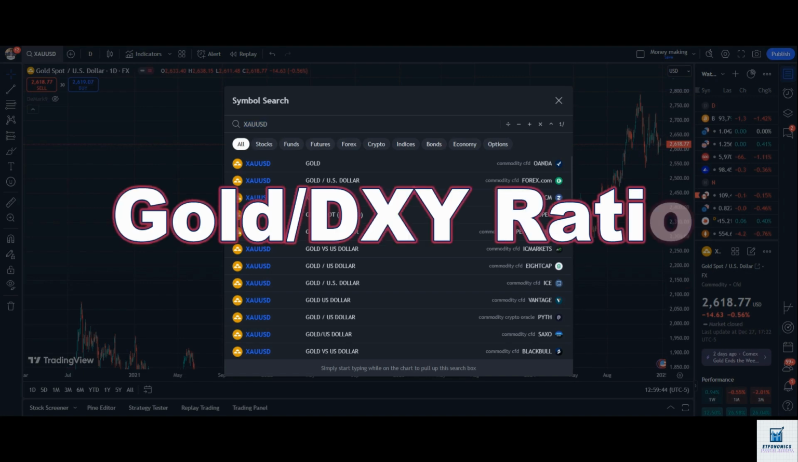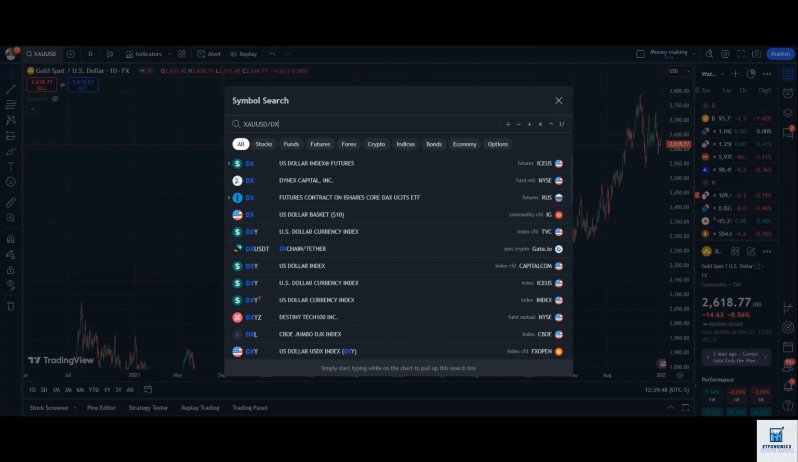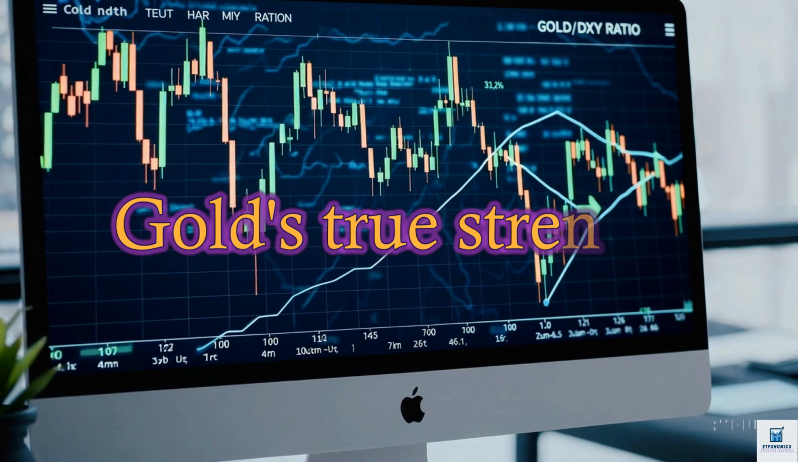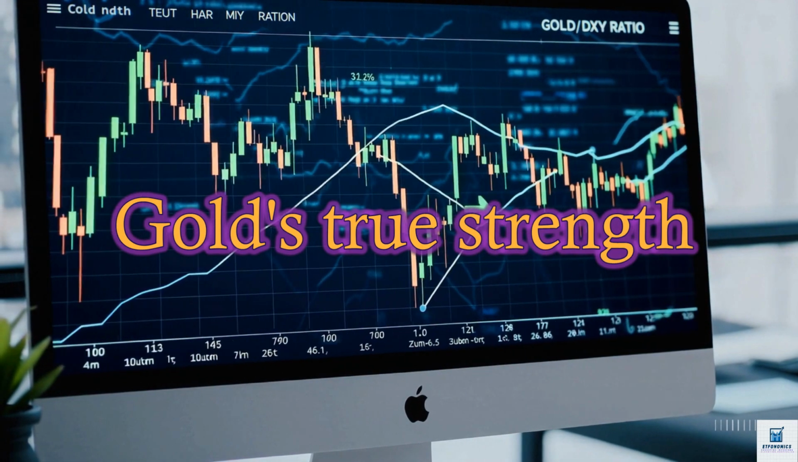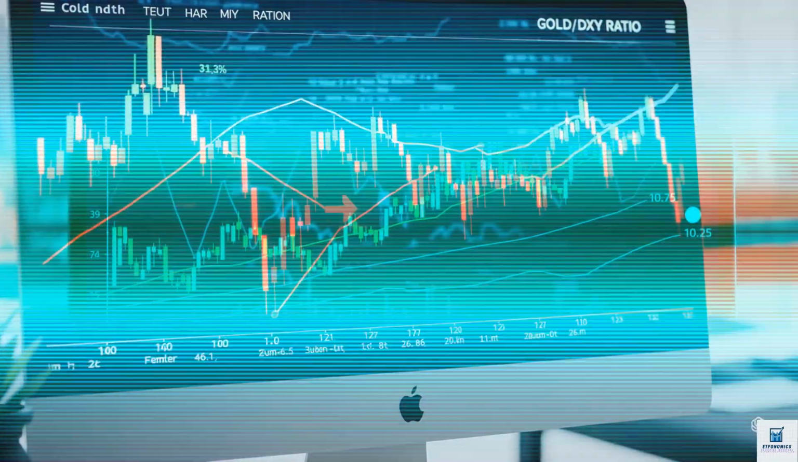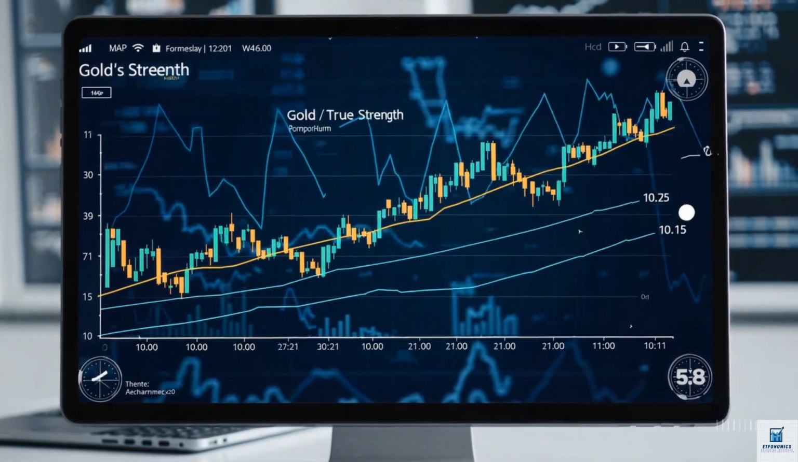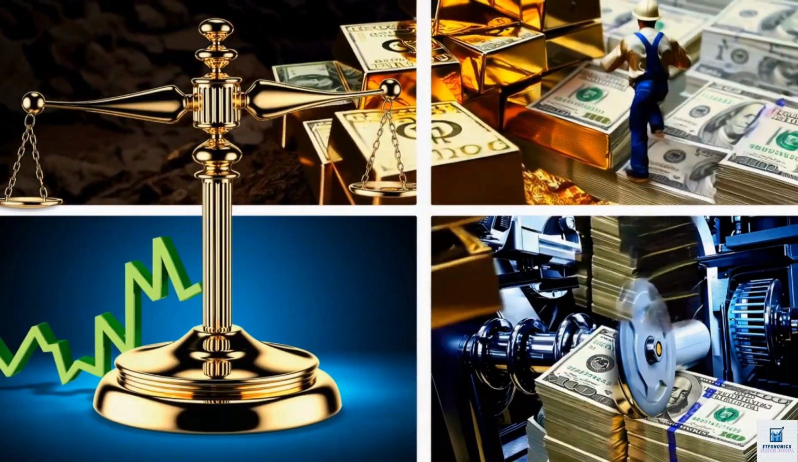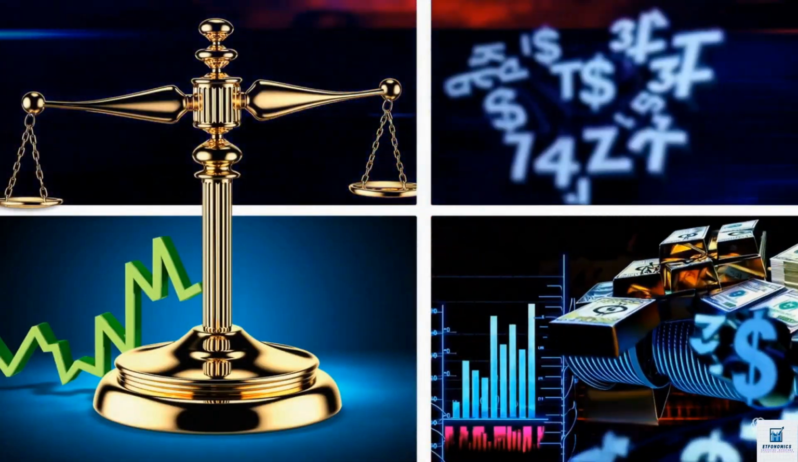If you divide the gold price by the dollar index DXY and plot it on a chart, the resulting ratio measures gold's value relative to the strength of the US dollar. This ratio suggests three things. First, gold's true strength. The ratio shows how gold is performing independently of the US dollar's fluctuations. If the ratio is rising, gold is outperforming the dollar, even if gold's nominal price isn't changing much.